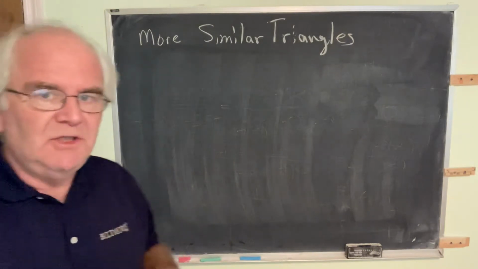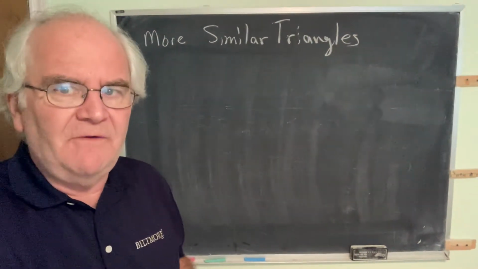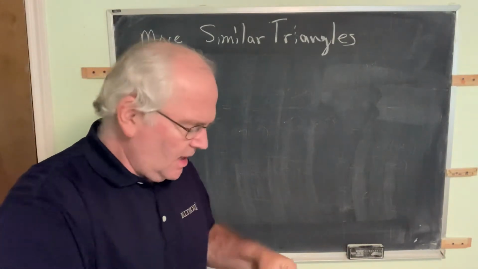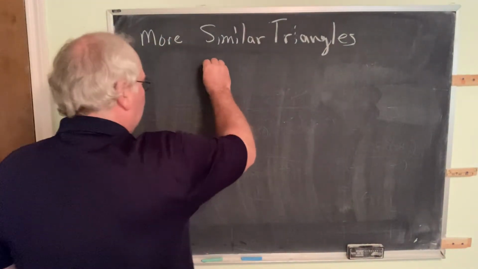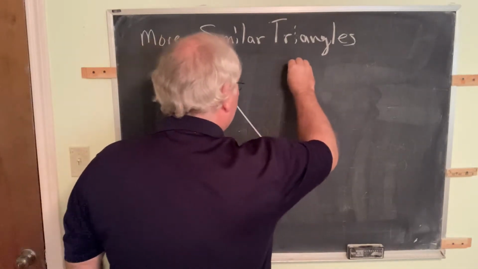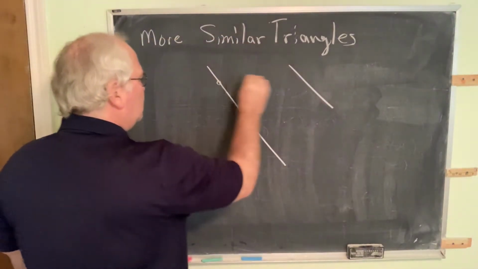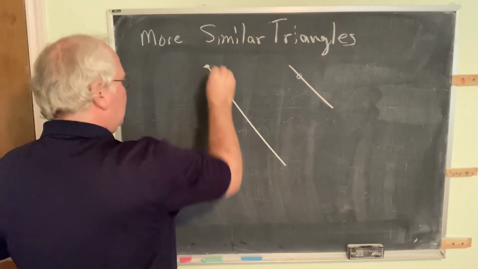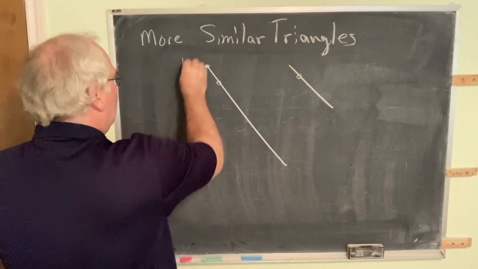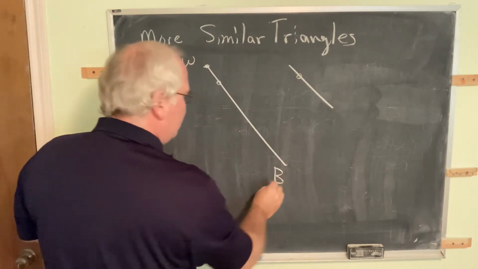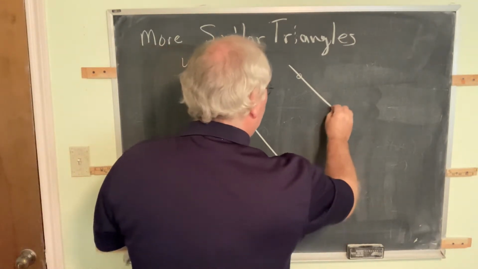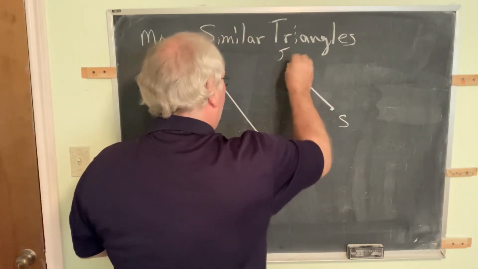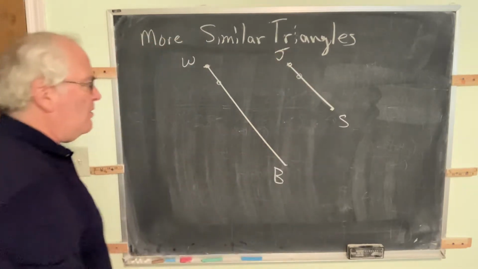There is another arrangement of triangles that comes about very frequently and often enough that it deserves special consideration. So I'm going to draw a picture here, a figure. Let us suppose that these two segments are given to be parallel. I'm going to call this point W, this is B, I'm going to call this S, and let's suppose this is J. Again, I'm just picking letters out of the blue sky, so it doesn't matter what we call these.